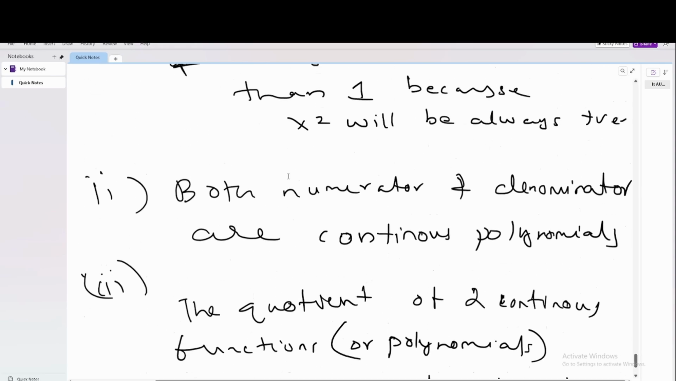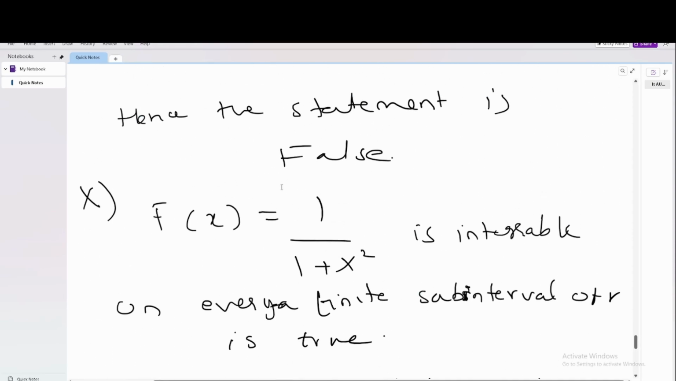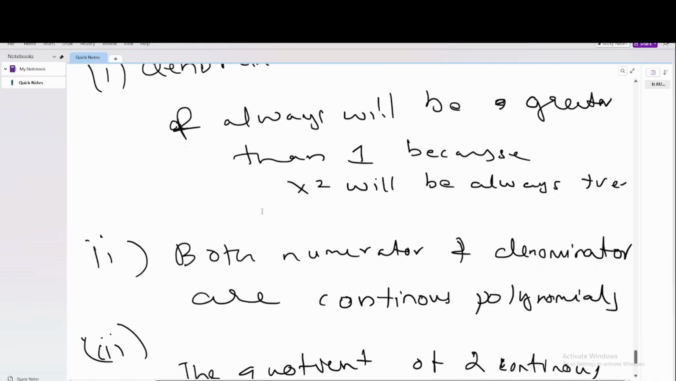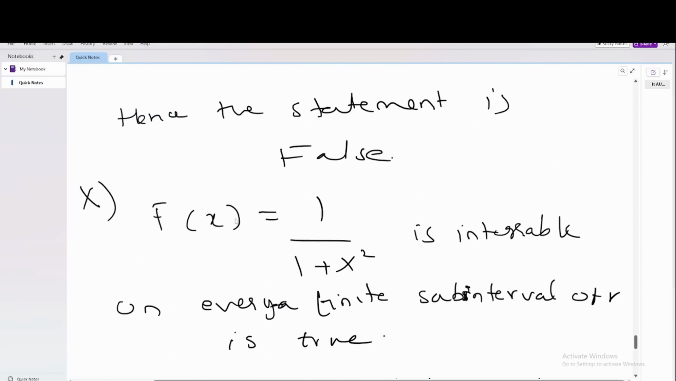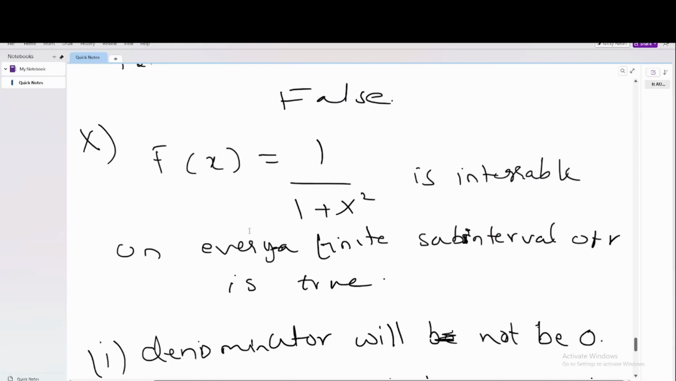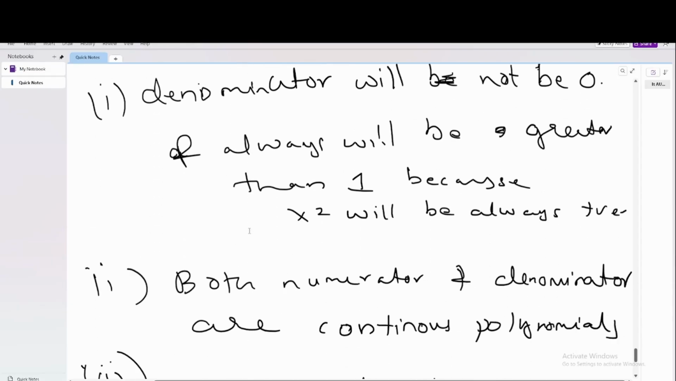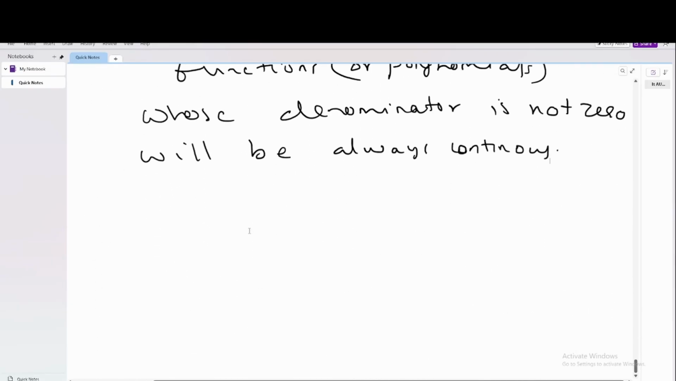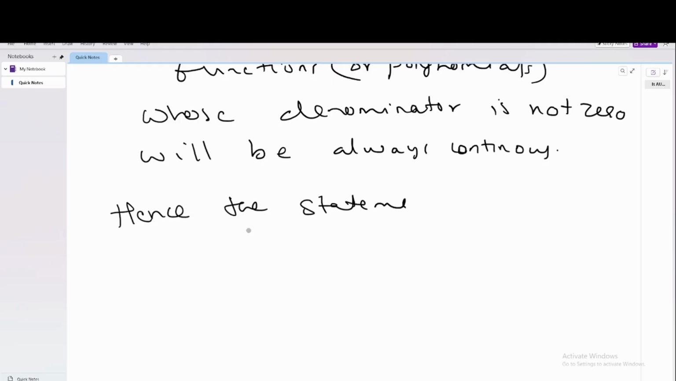Hence the function is continuous on the interval of R. So the function f of x is equal to 1 by 1 plus x square is integrable on every finite interval of R. Hence the statement is true.